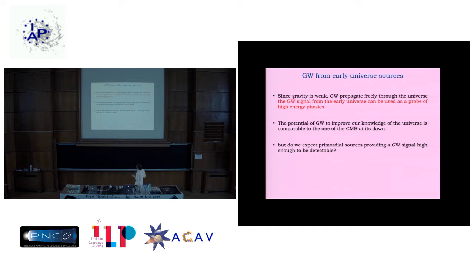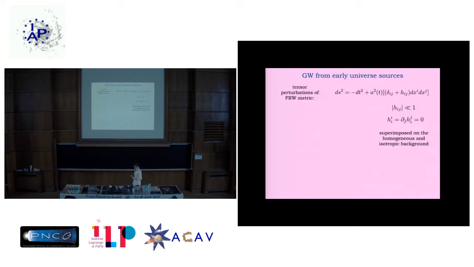But there is a big potential because this is something similar to what the CMB was at its dawn, right? We have measured the CMB now because photons decoupled at some point. So there is potential. Now, the problem is, do we expect gravitational wave sources with enough amplitude to be detectable? Okay, so first of all, a few definitions.